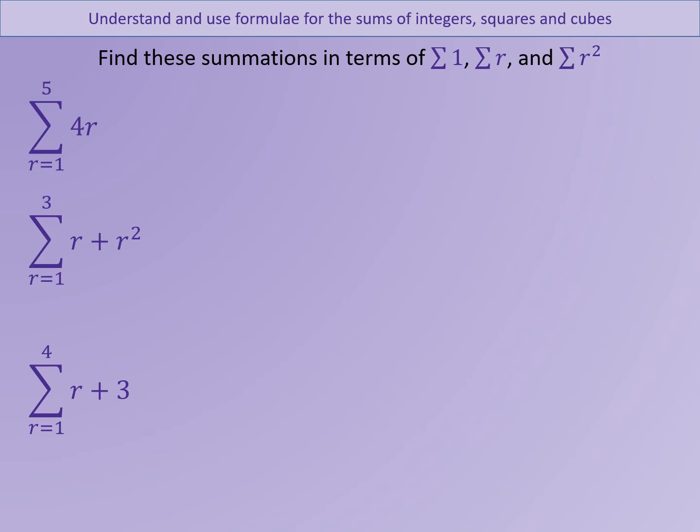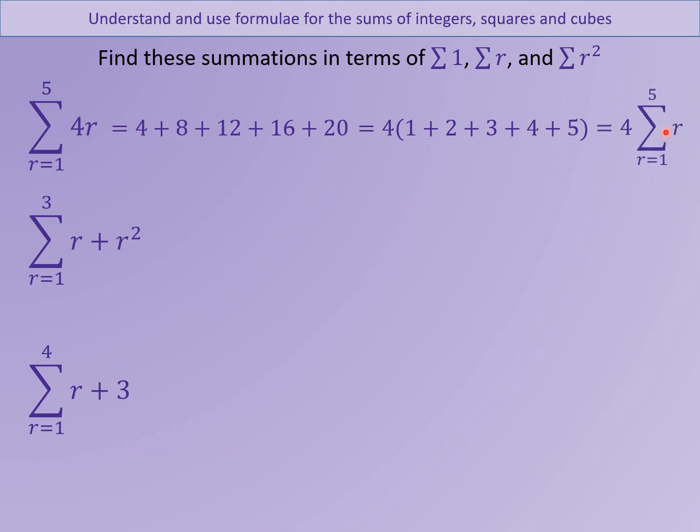First of all, we're going to start with the sum of 4r from r equals 1 to 5. We could write that out using the rule. If we substituted in 1, 2, 3, 4 and 5 into the rule 4r, we would get 4 plus 8 plus 12 plus 16 plus 20. Because they're in the 4 times table, we could factorise out the 4, giving us 4 times (1 plus 2 plus 3 plus 4 plus 5). Obviously, in the bracket, that 1 plus 2 plus 3 plus 4 plus 5 is just the sum of the first 5 integers. So we could write that as 4 times the sum of r from r equals 1 to 5.